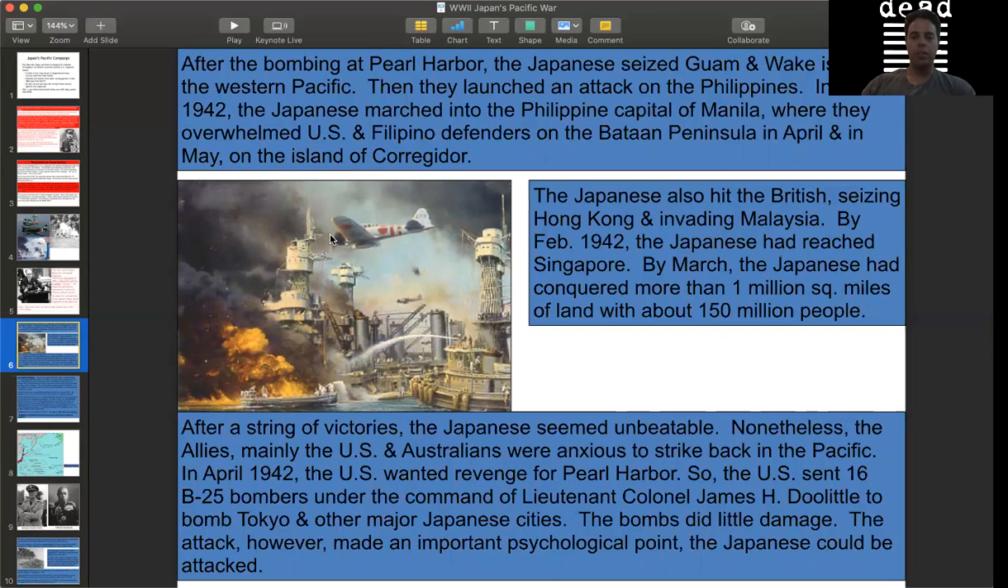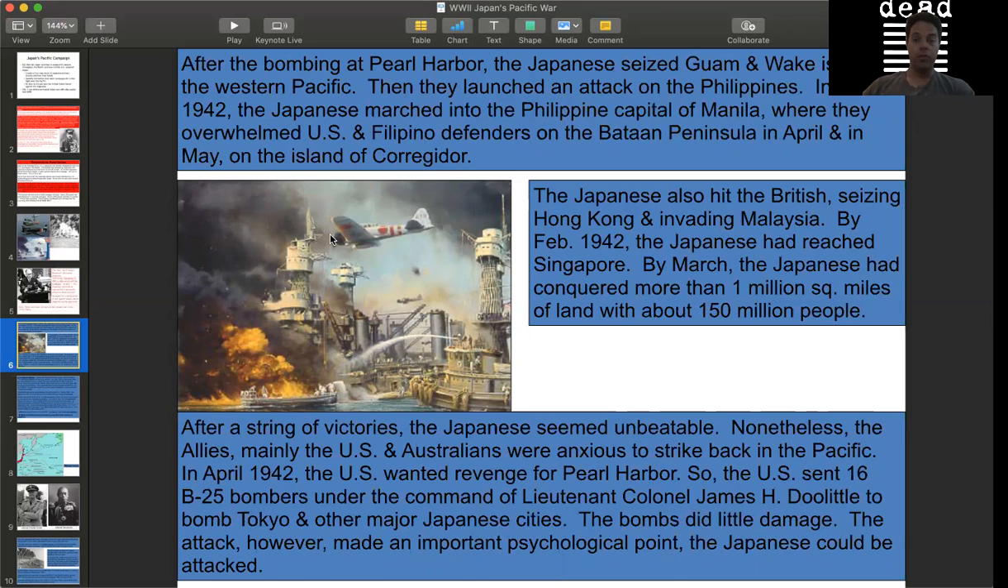Now, the Japanese would also go on to hit the British, seizing Hong Kong, invading Malaysia, and by February 1942, the Japanese had reached Singapore. And by March, the Japanese had conquered more than 1 million square miles of land with about 150 million people. So they had attacked every major European country that held territory within the area.